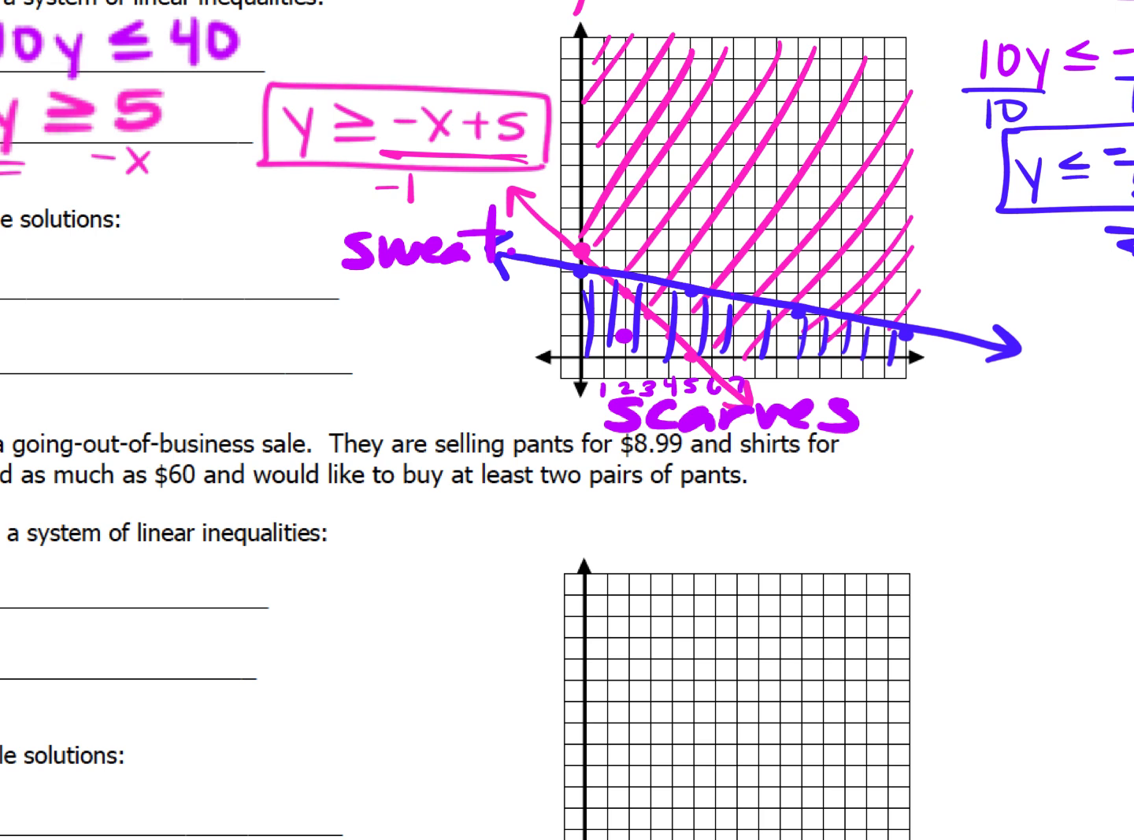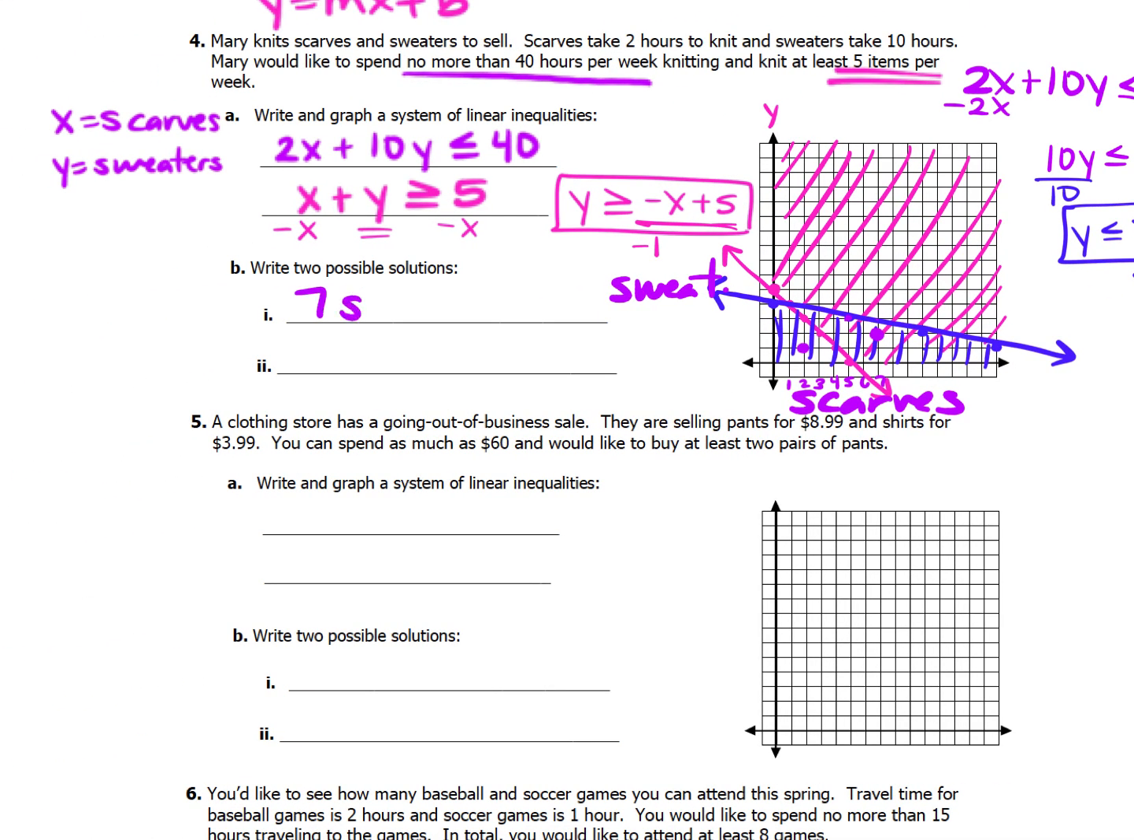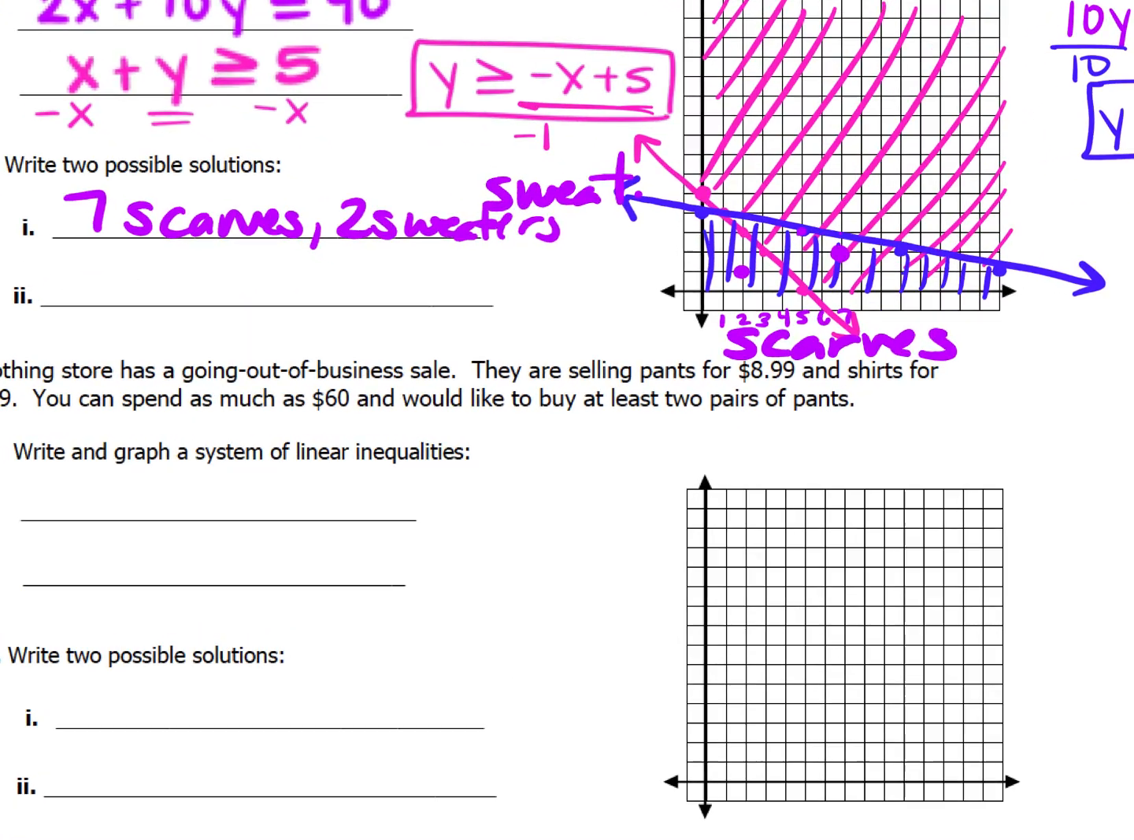Ooh, that's risky. You know what? That's not going to work. 7, 2 would work great. 1, 2. This point right here. So 7 scarves, 2 sweaters. Okay. Give me another solution.